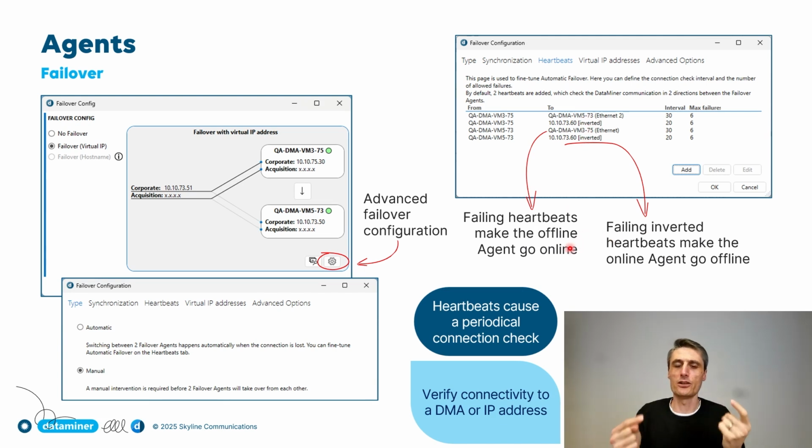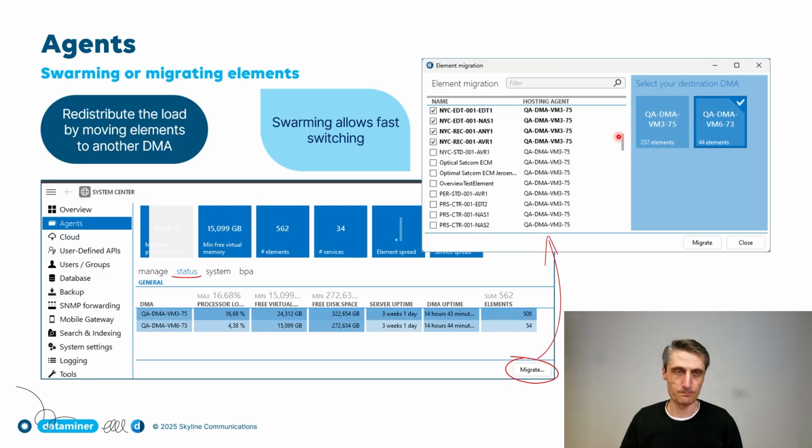A regular heartbeat is done to its buddy. An inverted heartbeat is done to a third-party place to know that the DataMiner agent is still on the network. So think about whether you might need to configure an additional one. By default, they will ping each other to make sure that they are still doing the job.